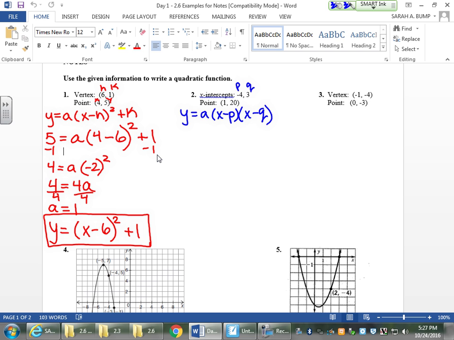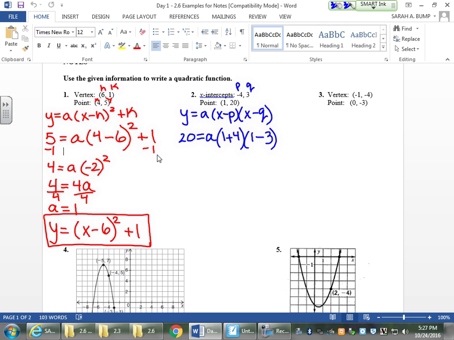When you have an x-intercept of negative 4, it's going to be plus 4 in the formula. And the 1, 20 will be your x and y that we'll sub in. So for y, we're going to sub in 20. We don't know the a value. X, we're subbing in 1 from our point, minus the first x-intercept. When you minus negative 4, that becomes plus 4. X value is still 1. That can't change. And we're going to minus the second x-intercept of 3. So minus 3 stays a minus 3 because the 3 was not negative.